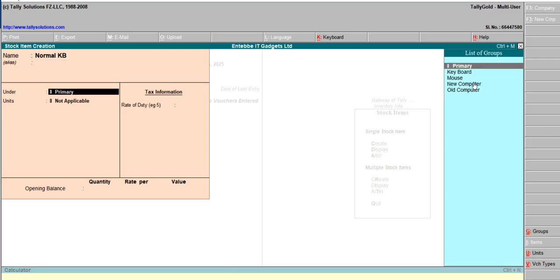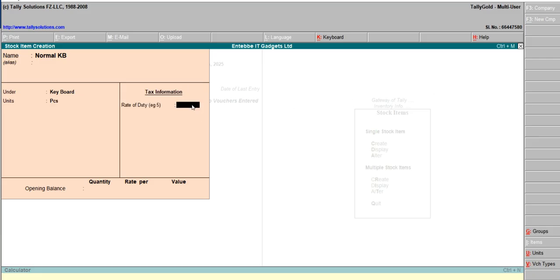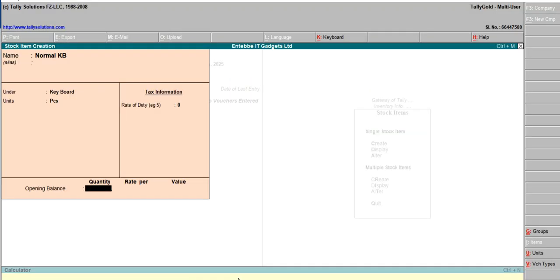That is under the group of keyboard. These are pieces. Select pieces. Tax information we ignore. What's the quantity? Normal KB quantity is 10 pieces, rate is 250 per piece. So you enter.